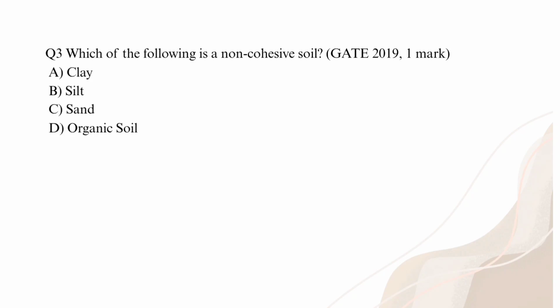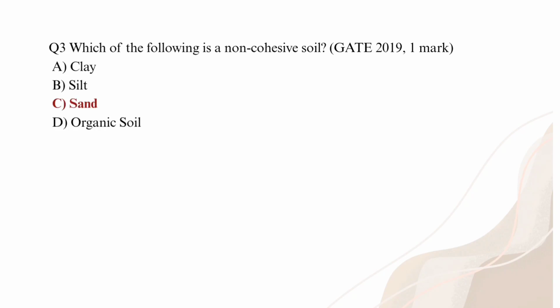Now the next question, question number 3. Which of the following is a non-cohesive soil? This question was asked in GATE 2019 for 1 mark. Options are: option A clay, option B silt, option C sand, option D organic soil. Before choosing the correct option, we'll see what a cohesive soil and a non-cohesive soil are. Cohesive soil has attraction between the particles, meaning particles attract towards each other, and non-cohesive soil is the type of soil which lacks this phenomenon. An example of cohesive soil is clay, and for non-cohesive soil, sand. Therefore, among the four options, sand is a non-cohesive soil, and this is the correct answer.